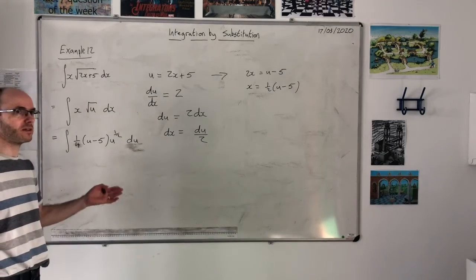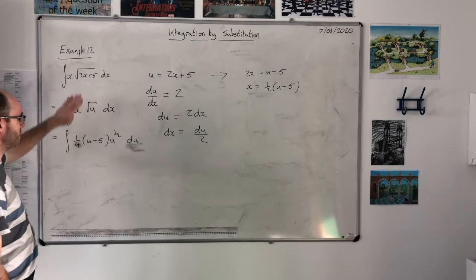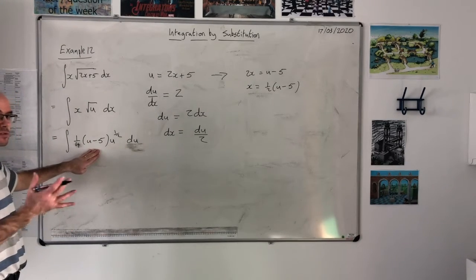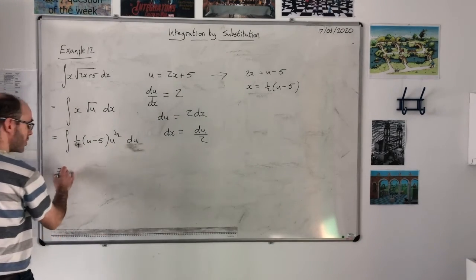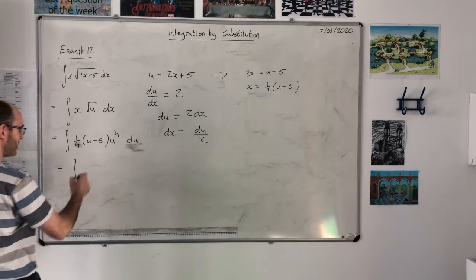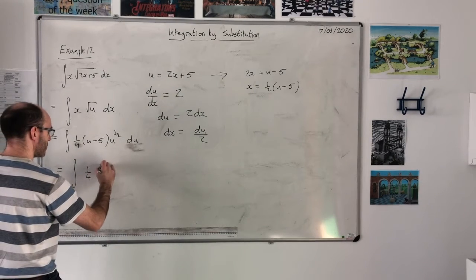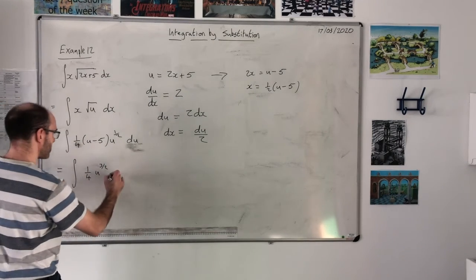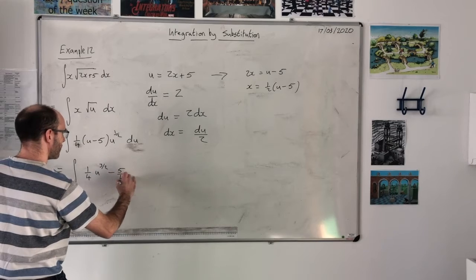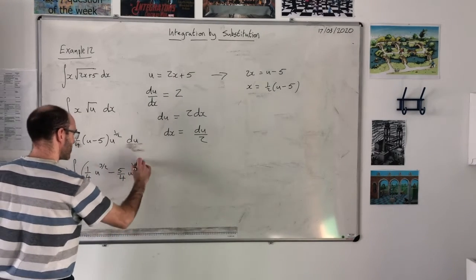The whole purpose of substitution is to make a difficult integral into an easier one. That is the whole point of it. Okay? Done properly, then that's what it should do for you. I'm just going to expand the brackets here. So this will be 1/4 u to the power of 3 over 2, and then subtract 5 over 4, u to the power of 1/2. All of that needs to be integrated.